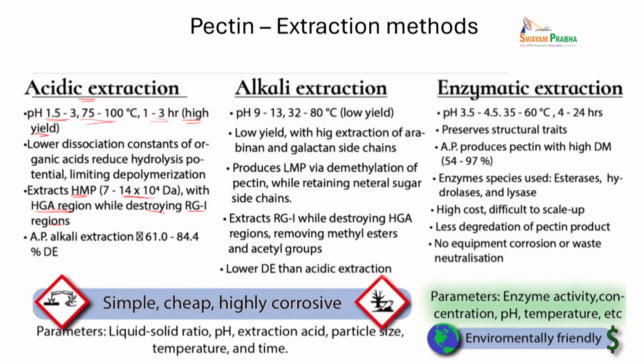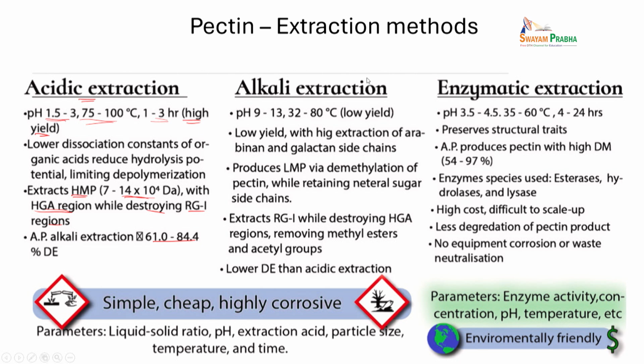So when you process apple pomace with acidic extraction, you mostly dissolve or destroy the hairy amorphous region, and you are mostly going to get the smooth region. Okay, so here is an example that the yield can be roughly between 60 to 80%, and a high degree of esterification is possible in this case.